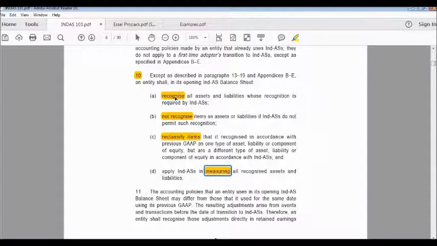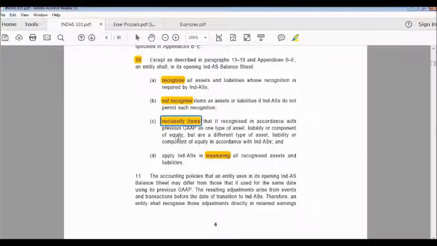So it's saying that whenever you apply Ind AS, in its opening Ind AS balance sheet, which is 1st April 2017 in our example, you should recognize all assets and liabilities, not recognize assets and liabilities which are not permitted to be recognized as per Ind AS, reclassify items to the type of asset, liability or component of equity which this Ind AS says, and apply Ind AS in measuring all recognized assets and liabilities. But now, what are the examples of those?